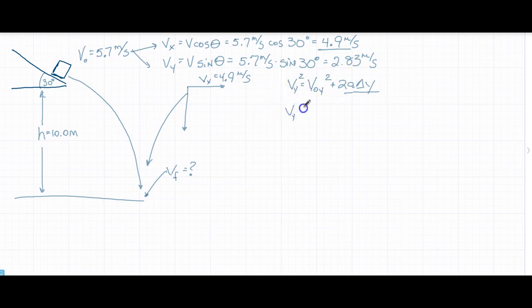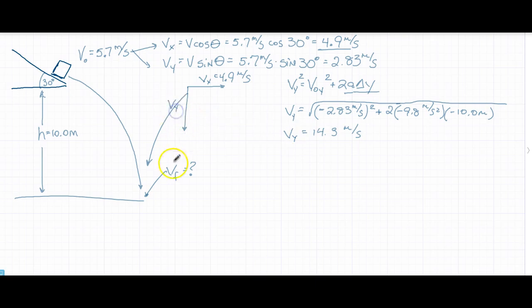And so therefore, the final y velocity just before it hits the ground is going to be equal to negative 2.83 meters per second, and I have to remember to square that. And then I'm going to add to it 2 times negative 9.8 meters per second squared, and I'm going to multiply that by a vertical displacement of negative 10 meters. It's negative 10 because the displacement is in the downward direction. And I can see that the final y velocity in this case is going to be 14.3. Now this is a downward 14.3 meters per second. So now I know the y component of velocity here.